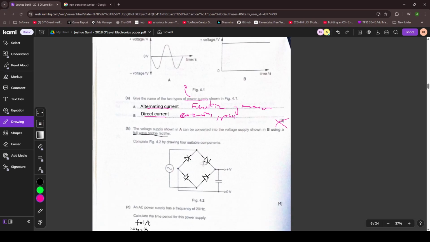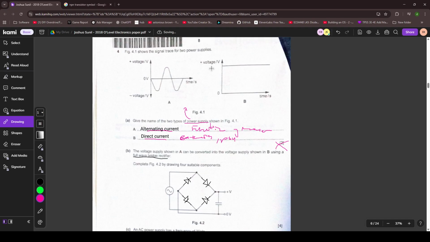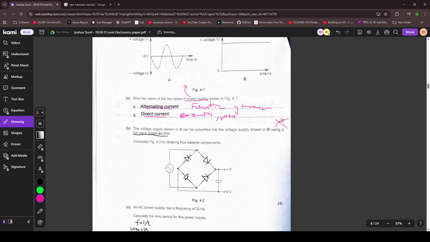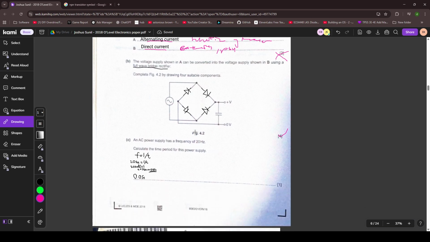The voltage supply in A can be converted into the voltage supply shown in B using a full wave bridge rectifier. Complete figure 4.2 showing 4 suitable components. Yeah, the diamond of diodes. So 4 marks. An AC power supply has a frequency of 20 Hz. Calculate the time period for this power supply.